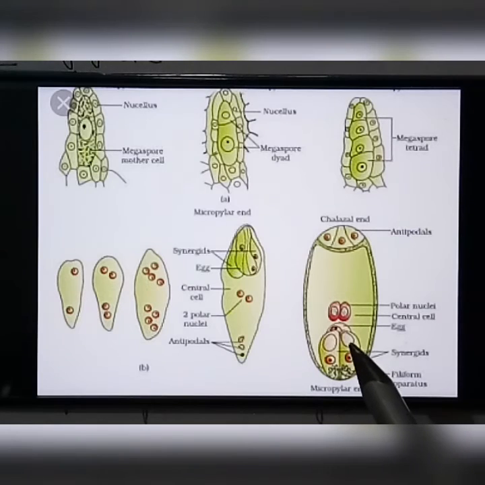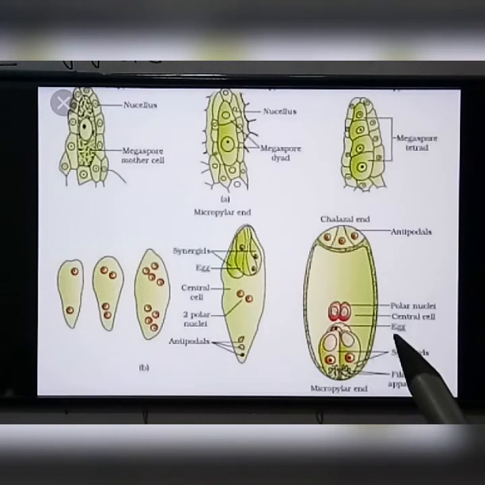The middle cell of the egg apparatus is also known as the oosphere or egg cell, whereas the remaining 2 cells are called the synergids. The 2 synergid cells and 1 oosphere or egg cell form the egg apparatus.